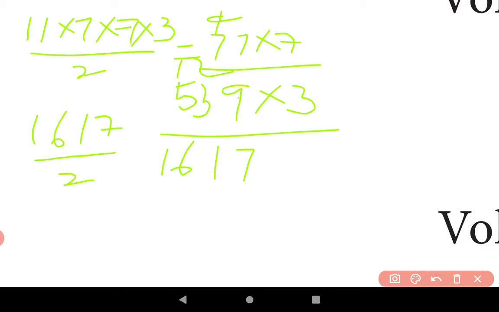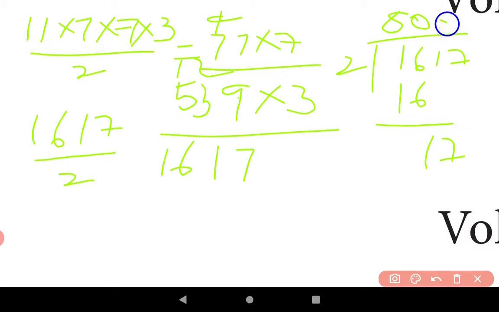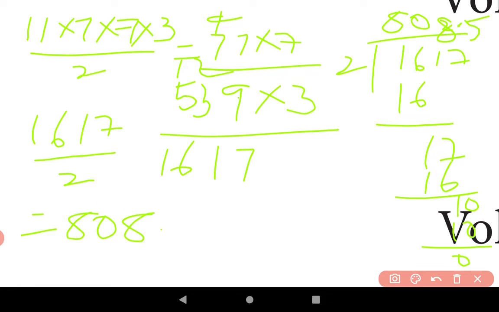1617 divided by 2. Let us divide this here. 8 twos are 16. Since we don't have a remainder here, we bring down 17. 8 twos are 16, the remainder is 1, and we put a decimal point here, then 0 and 5 twos are 10. Now what is the volume? 808.5 centimeter cube.